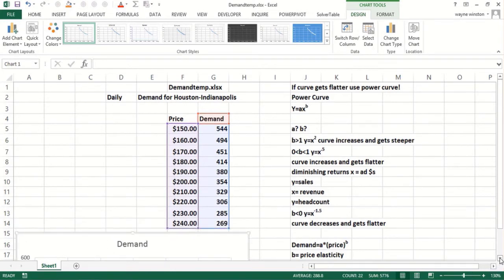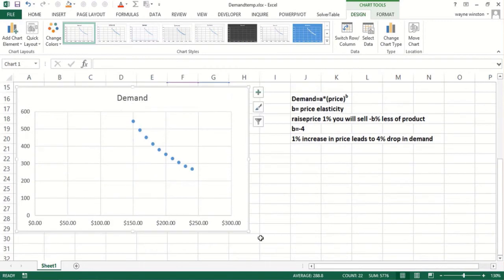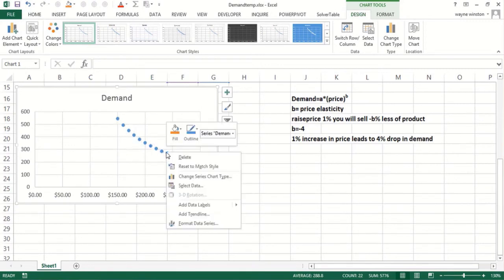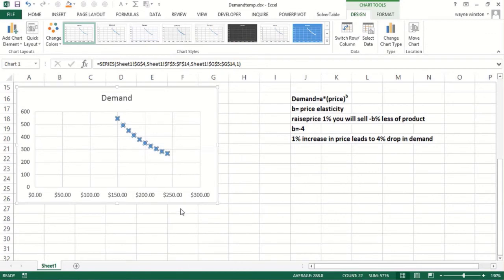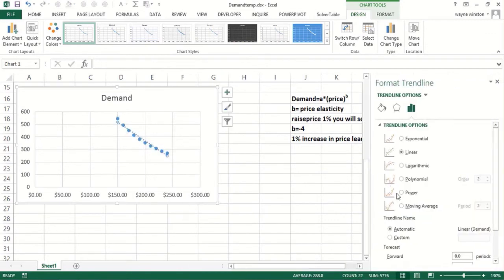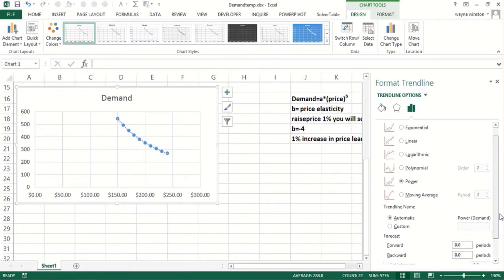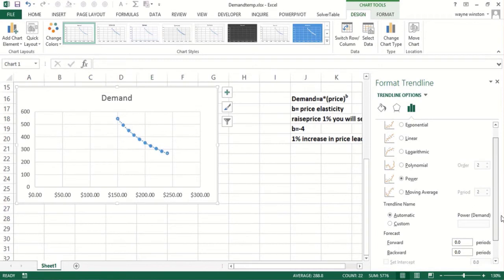So let's see what we get here. As the price goes up, the demand goes down. Okay, and it's getting flatter. So if I do right click, add trend line. Now power curve, it looks like it should get steeper by this icon, but that's just wrong, I'm sorry. And we don't need the R squared. The R squared for the power curve is really log of Y versus X, and that's not going to help us much trying to understand anything.